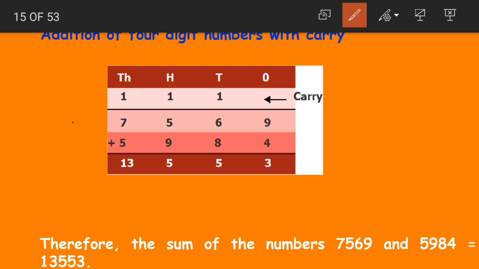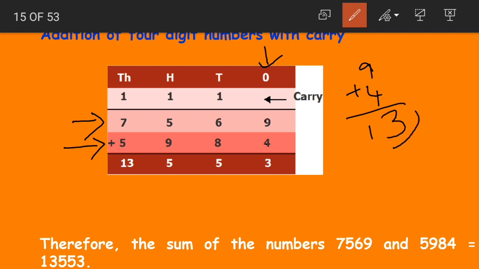Now again we have two 4-digit numbers here. Starting from the ones place, 9 plus 4 becomes 13. Now again we'll write the digit in the ones place down and the extra digit will be carried to the next place. The digit in ones place is 3, so we wrote it down, and the digit in tens place is 1. We carried it forward.